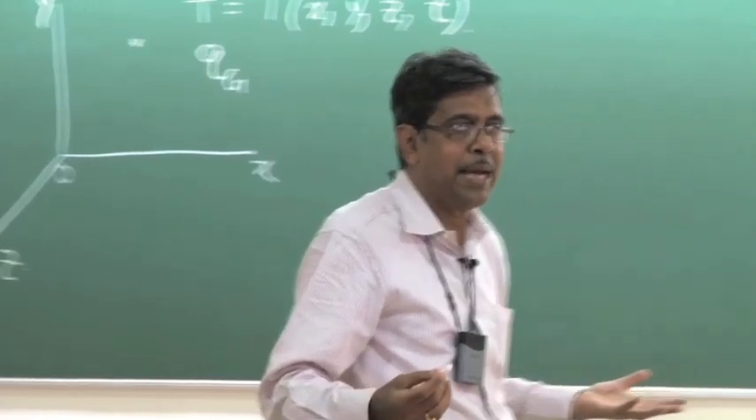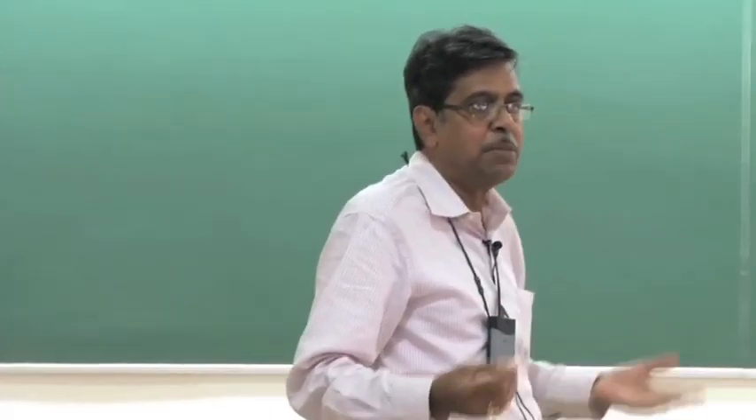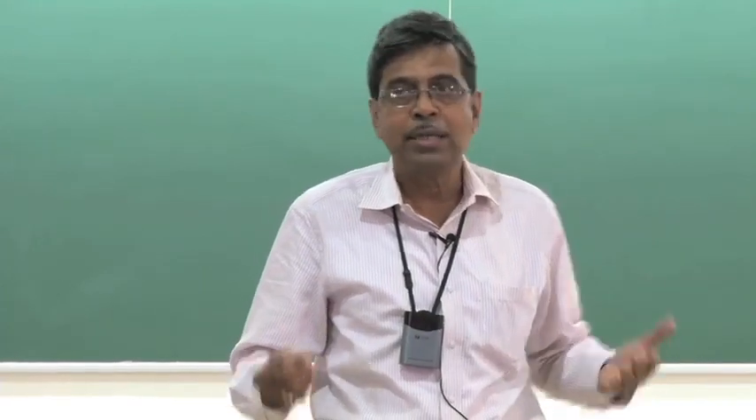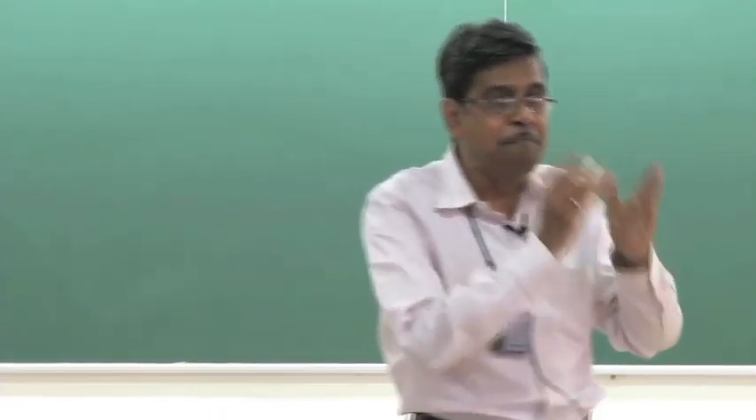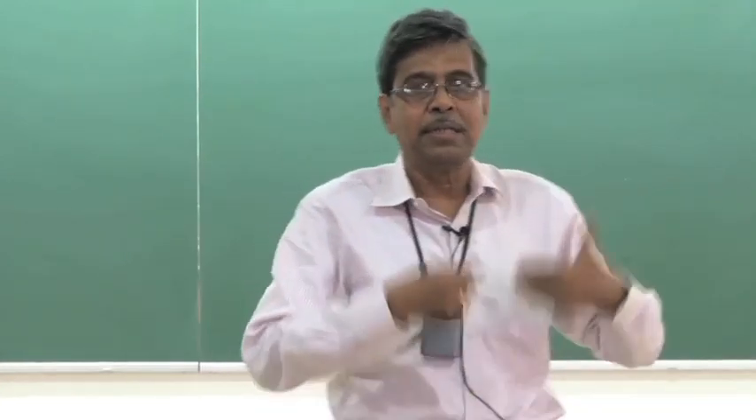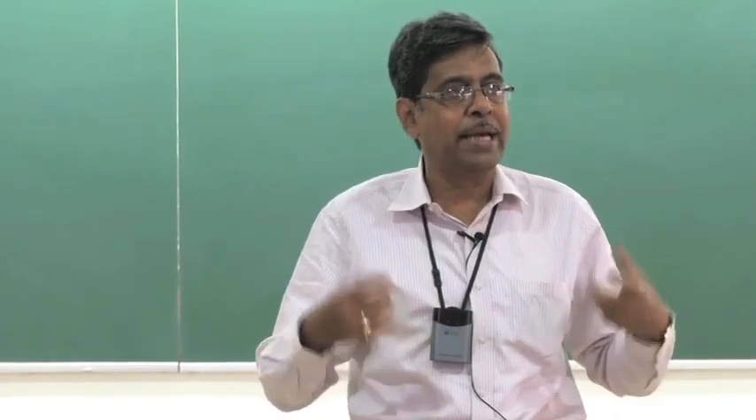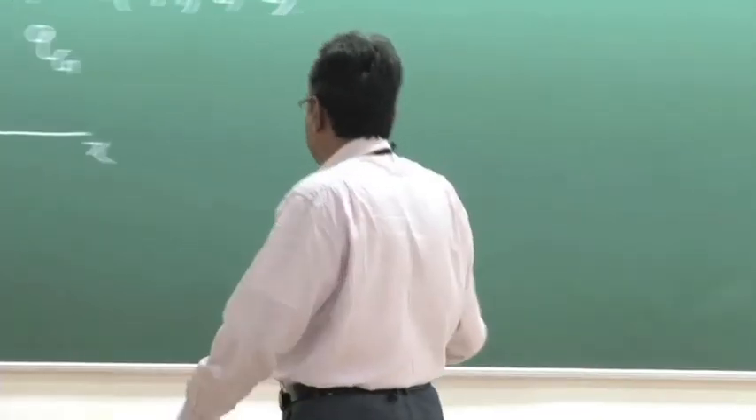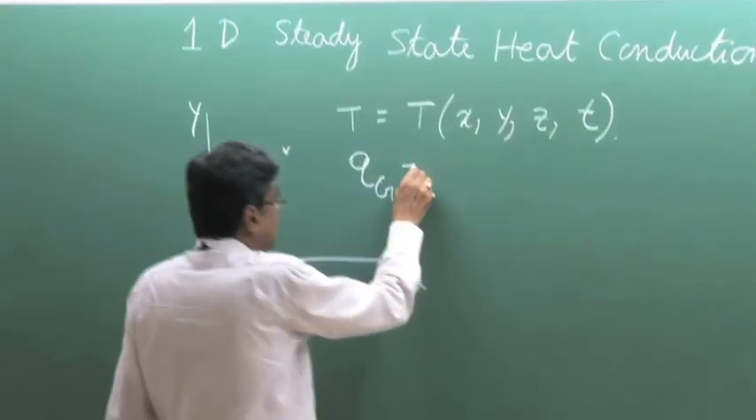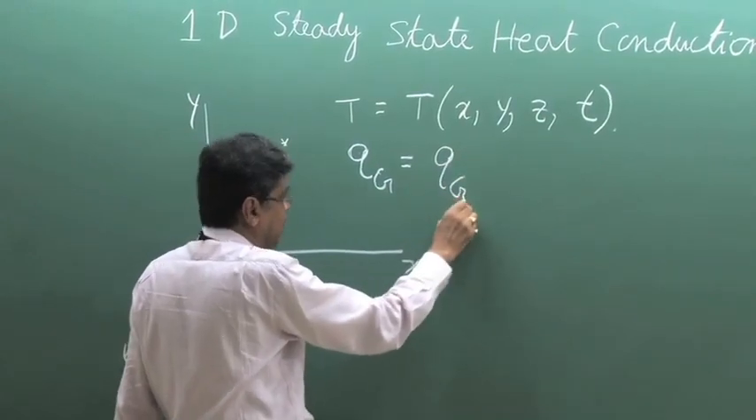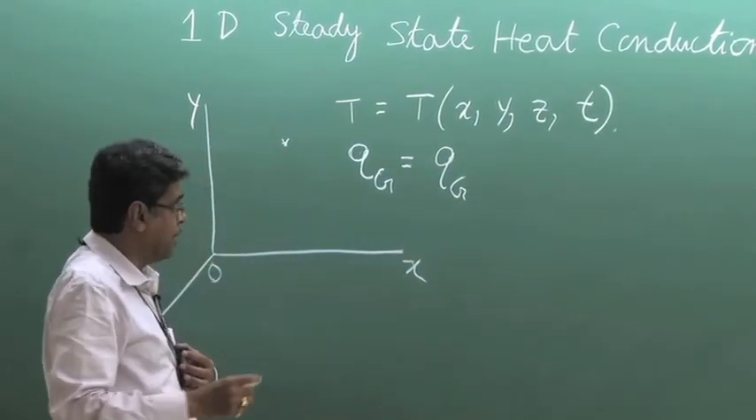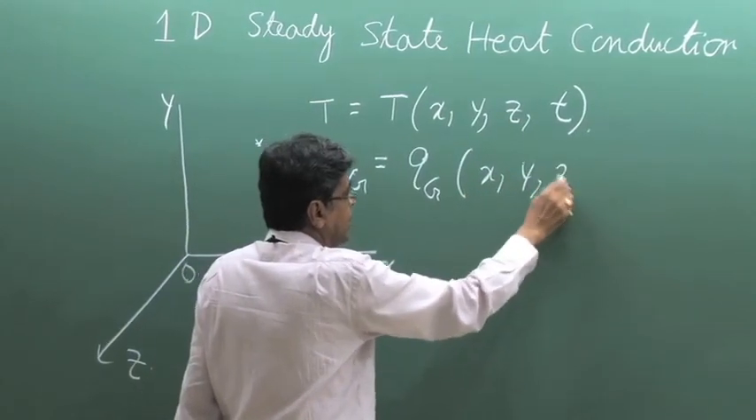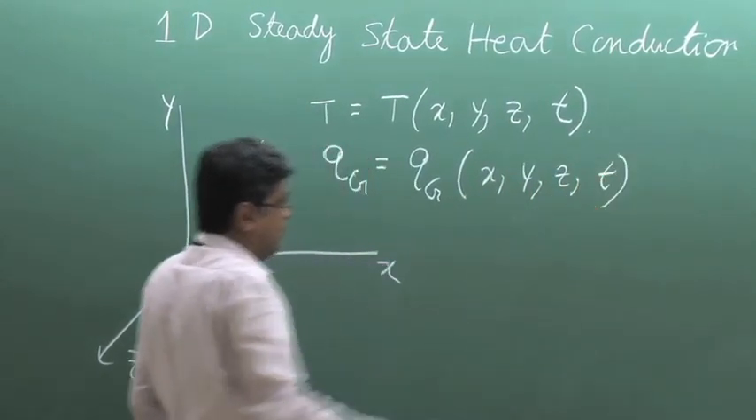The system may generate at all points, which may also be dependent on the space coordinates or may be uniform, or the system may generate thermal energy at only some part of it. All these things will be taken care of in solving the equations. These are mathematical problems. But in general, we write this q_g is also a function of x, y, z and t.